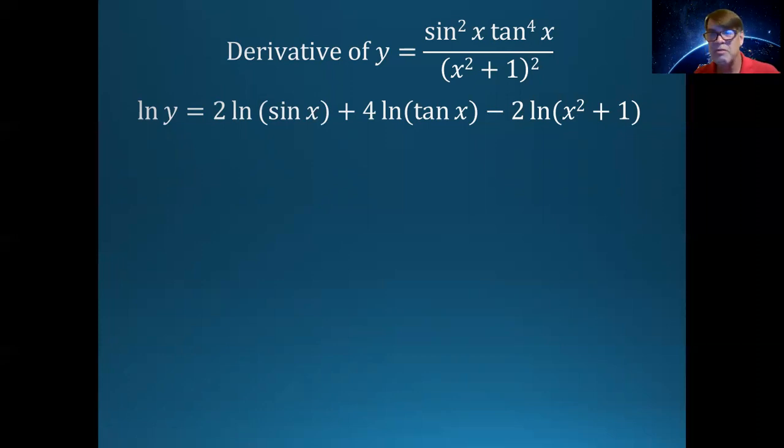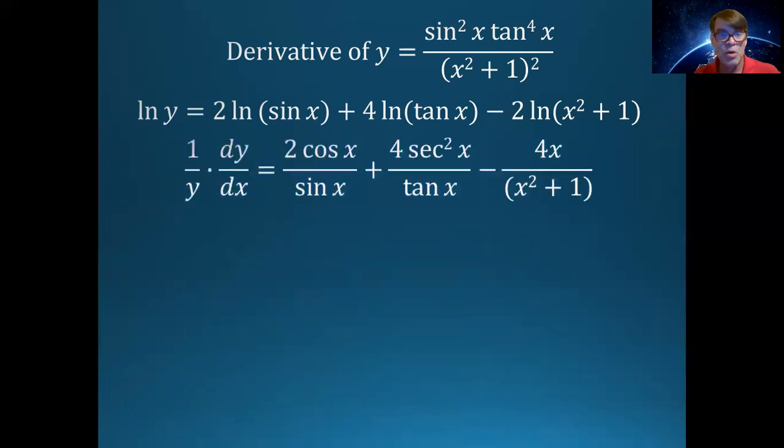I take the derivative of both sides. And so I know from a previous video I've done, the one right before this, that the derivative of the natural logarithm of y is 1 over y dy dx. If I take the derivative of this, it's going to be 1 over the sine of x, right? The 2 stays there. The derivative of the natural logarithm of sine of x is 1 over the sine of x times the derivative of sine of x, which is cosine of x.